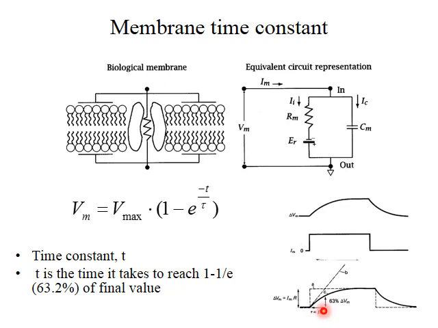Well, that's all nice and good, but it would really be useful if we could calculate what the value of tau is. Well, it turns out that tau equals the value of the membrane resistance times the membrane capacitance. Tau equals R times C. So if we know the resistance of the membrane and we know the capacitance of the membrane, we know what the time constant is, and we know how quickly the voltage of the cell will change when we open up ion channels.